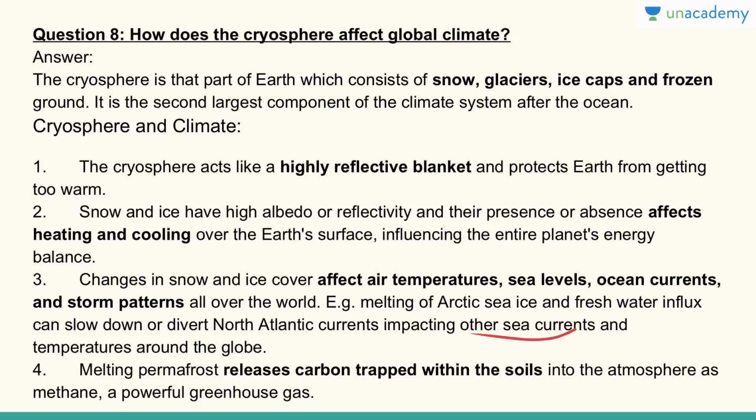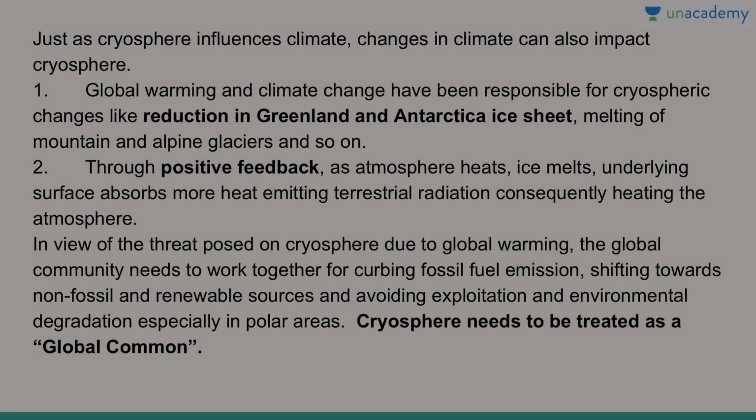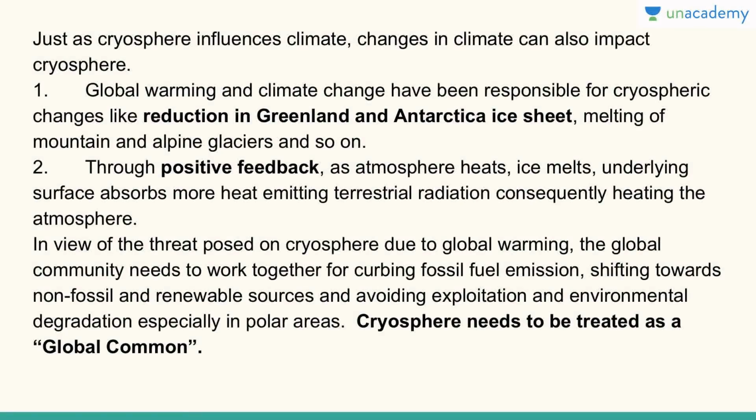Now there is some permafrost, permanently frozen soil in tundra region. So if you melt it, it will release the carbon trapped within the soil and into the atmosphere as methane, which is a very powerful greenhouse gas. Now, just as cryosphere influences climate, changes in climate can also impact cryosphere. So it goes both ways.